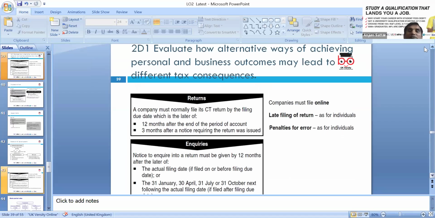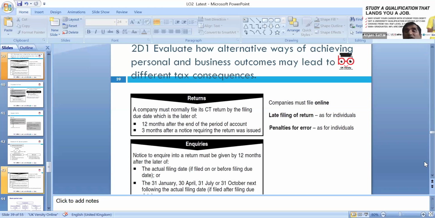Okay, then we have 2D, evaluate alternative ways of achieving the personal and the business outcome that lead to different tax consequences. Of course, we need to look around the tax return. We can look around the annual investment. We can look around within that, a few examples.